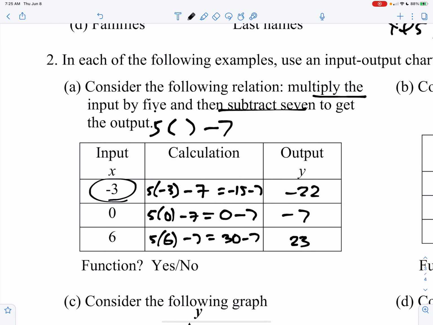So here, is this a function? Well, each input has its own output. So yes, that is a function.